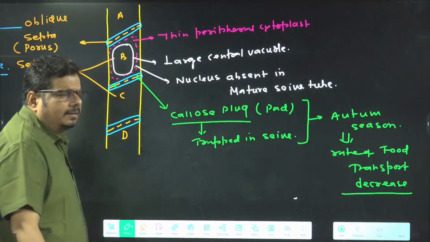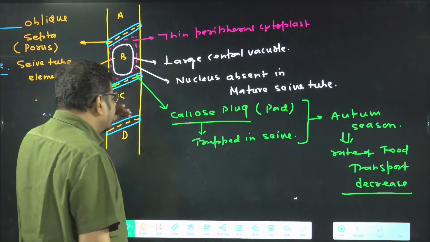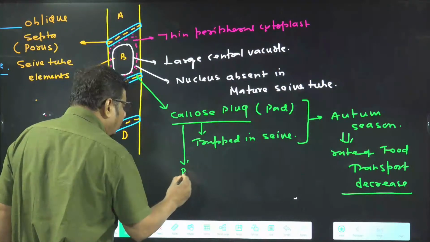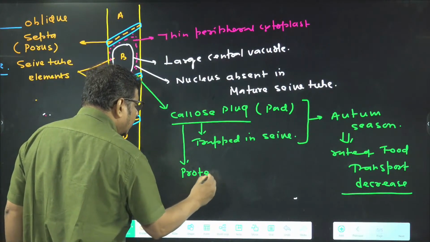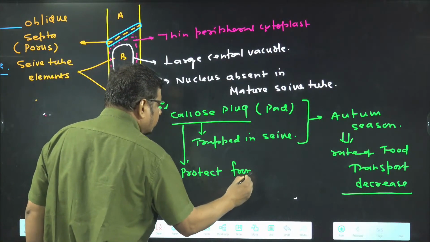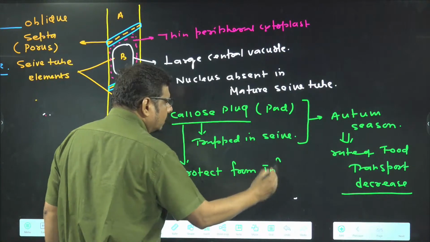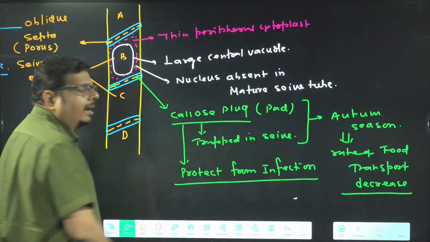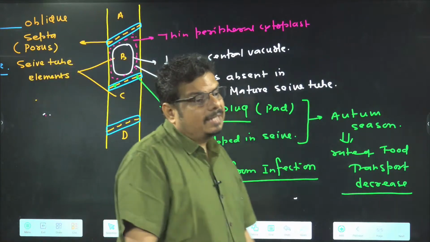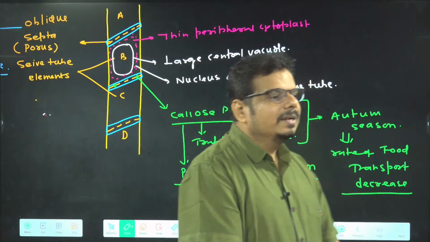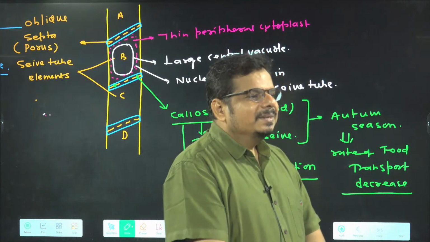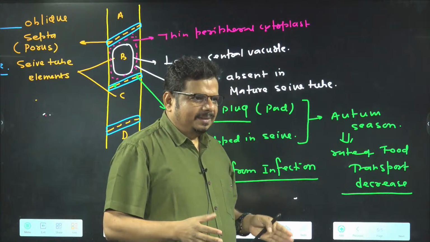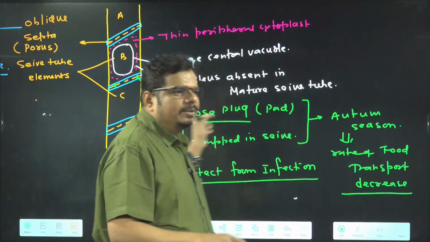Is it clear? Right? Now what is the advantage of it? These callose plugs protect from infection. It is protecting the plant from which one? Infection. Now question arises, how, sir? How does this callose plug protect from infection? So actually suppose that phloem is a pipeline structure. It is a tube-like structure. Phloem, which one? Sieve tube.